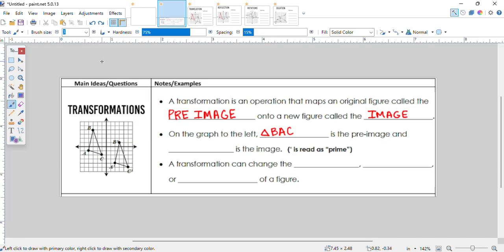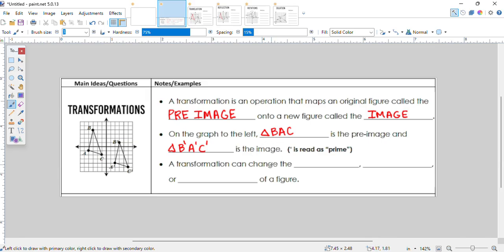Okay. I'm going to do something to it, and we are going to now call it B, and you'll notice I'm making these tick marks. We can refer to it as BAC prime. Okay. That's point B prime, A prime, C prime. Those little tick marks, like little quotation marks, are called prime. All right, and that's how we read them. So instead of saying B prime, A prime, C prime, I can call this triangle BAC prime. And that's my image.